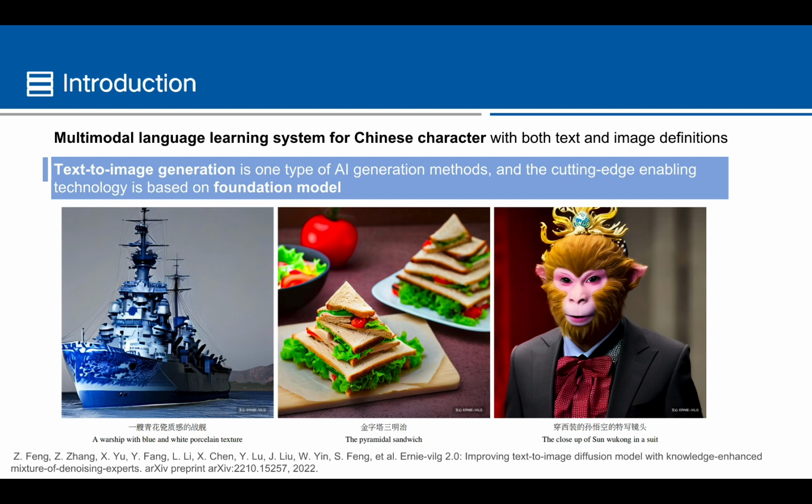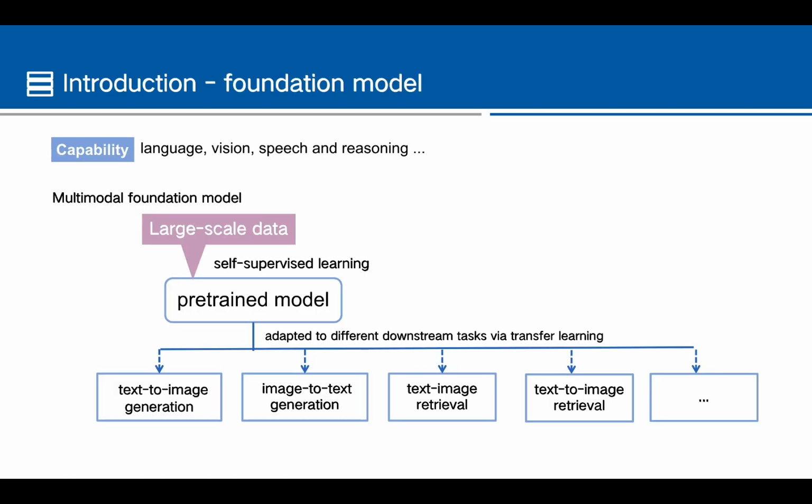Text-to-image generation is one type of AI generation methods, and the cutting-edge enabling technology is based on foundation model. The capability of foundation model covers language, vision, speech, reasoning, etc. Generally, foundation models are pre-trained on large-scale data and could be flexibly adapted to different downstream tasks through transfer learning, so as to achieve excellent performance.